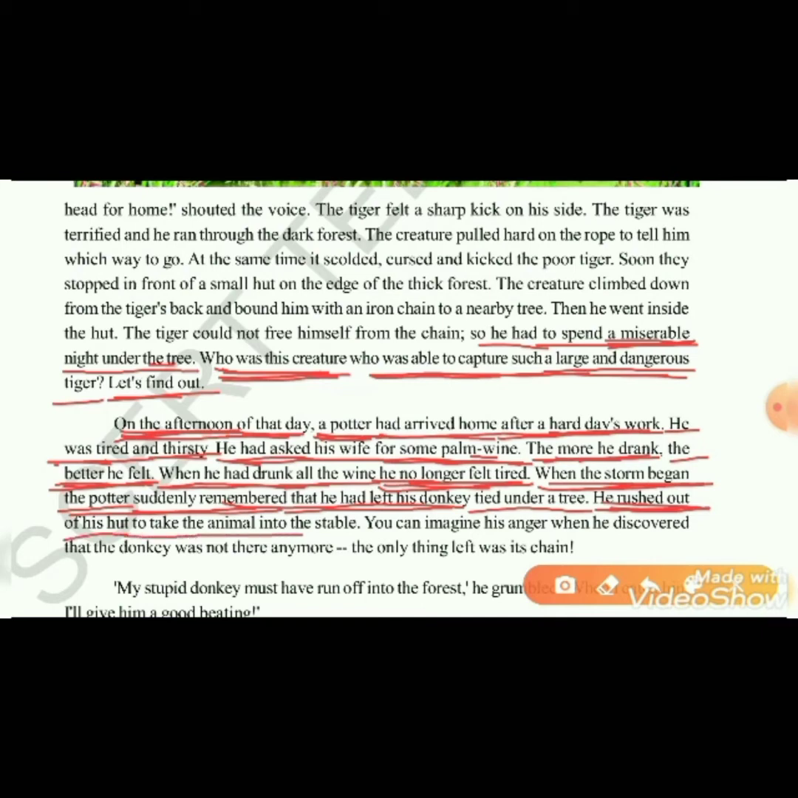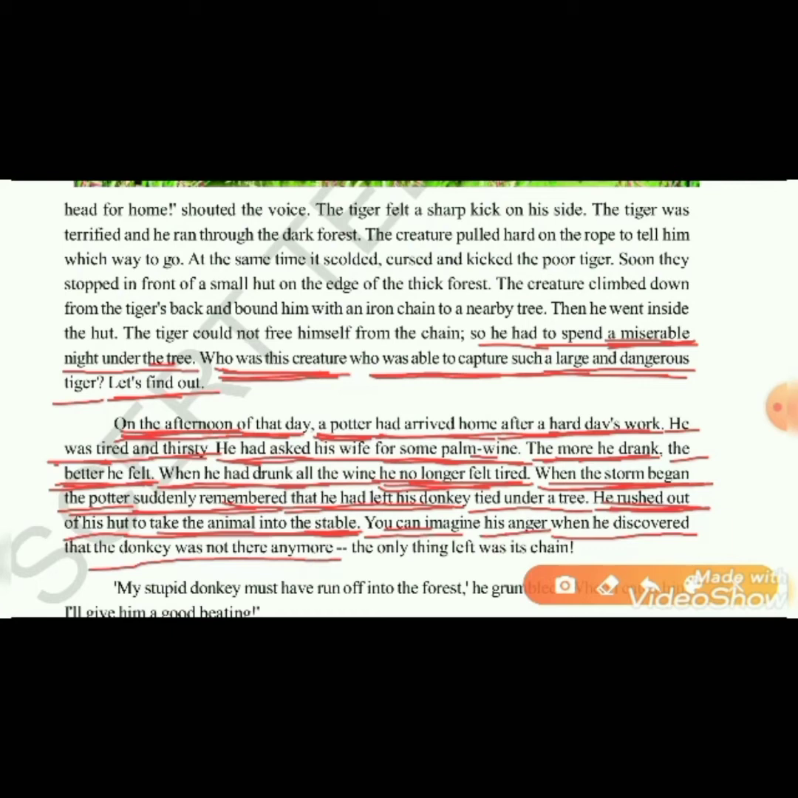When the storm began, the potter suddenly remembered that he had left his donkey tied under a tree. He rushed out of his hut to take the animal into the stable. So, where do we tie the cows and buffaloes? In the cowshed, right? But donkeys and horses, we keep them in a stable. What is the house name of the donkey? Stable. So the brave potter wanted the donkey to be brought and kept in the stable. He immediately came out of the hut and ran to bring the animal to the stable.